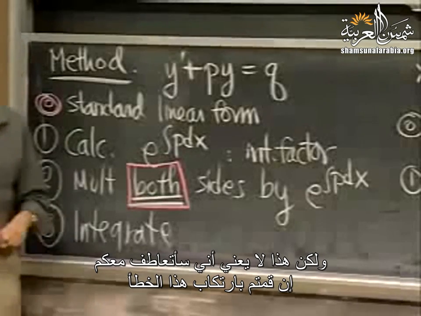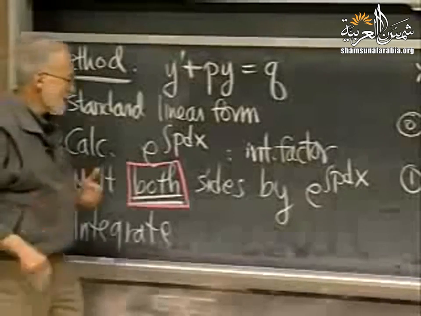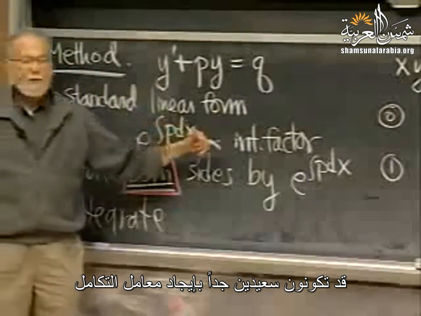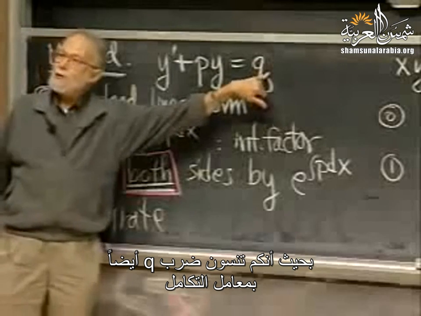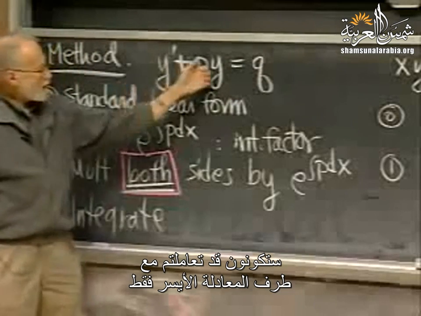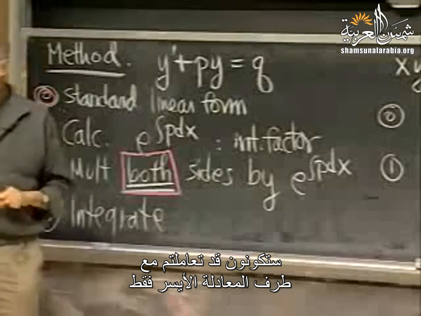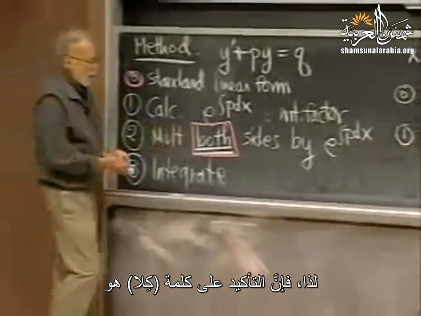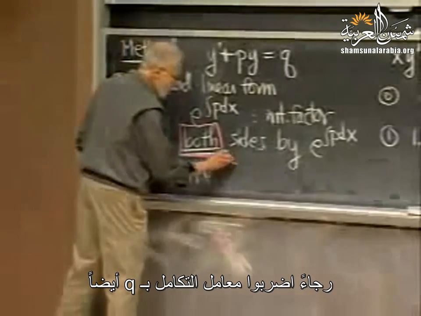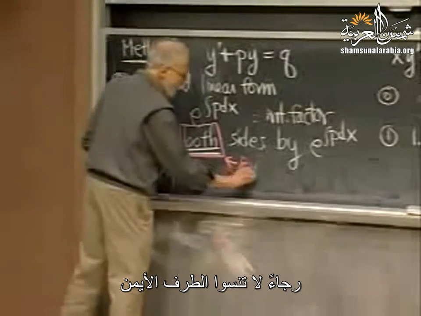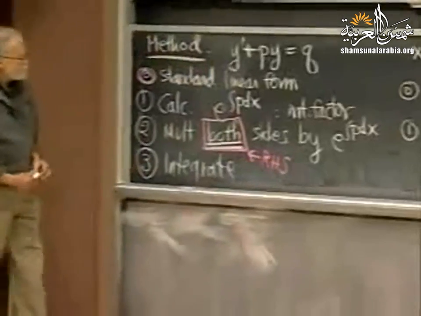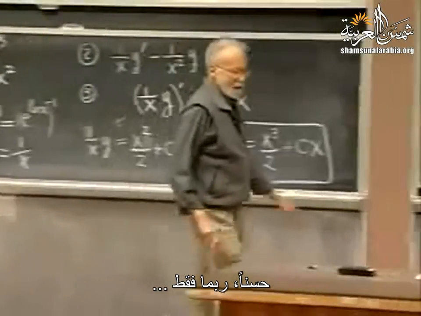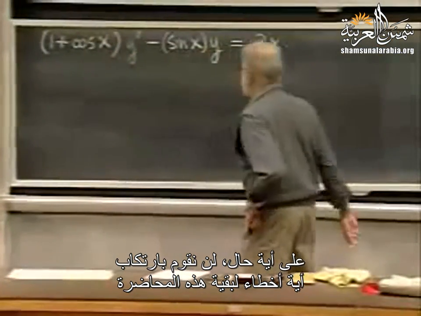But that doesn't mean if you make it, you'll get any sympathy from me. I don't give sympathy to myself. You're so intent on, so happy at having found the integrating factor, you forget to multiply q by the integrating factor also. You just handle the left-hand side of the equation, and you forget about the right-hand side. So the emphasis on the both here is the right hand, please include the q. Please include the right-hand side. Any other mistakes? Well, nothing that I can think of. Anyway, we're not going to make any mistakes for the rest of this lecture.